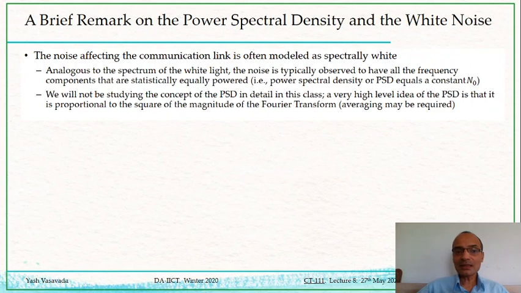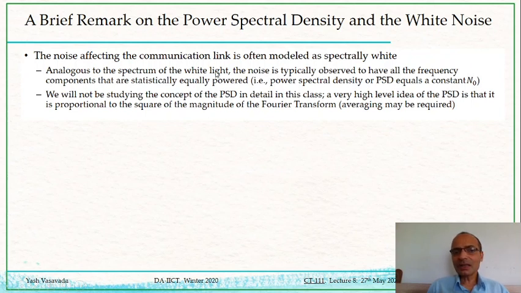And so what we will say is that the noise that affects the communication link is a lot of the times not only Gaussian distributed, but also spectrally white. So it is called white Gaussian noise. Whiteness and Gaussianness are two different things. Gaussianness refers to the probability density function of the random variable, whereas the white aspect of the noise is in the spectral domain, the frequency domain.